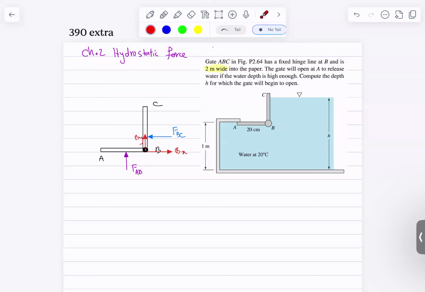The gate will open if this depth h is high enough. And the question is, what is that minimum h for this to start to rotate? Okay, so basically when this starts to rotate, point A is going to lose contact. So right at the limit, when this just starts to rotate, when this just loses contact, what is h?